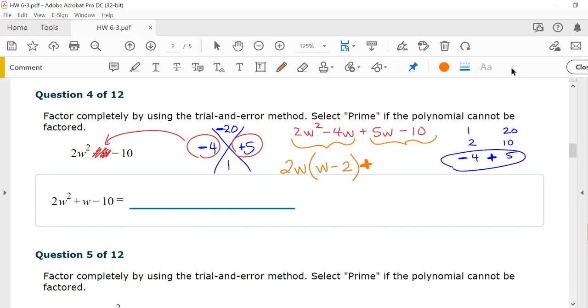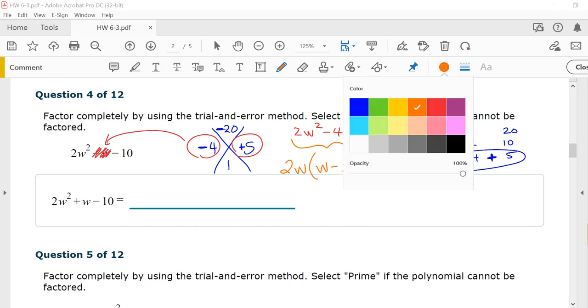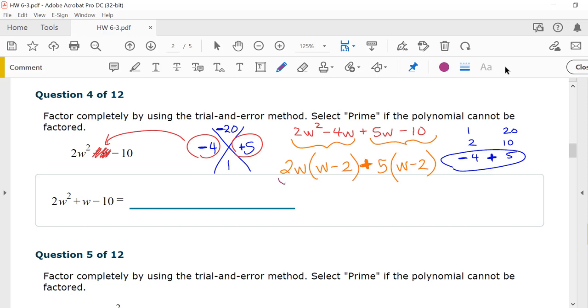what comes out of 5w minus 10? I can pull out a 5. When I pull out a 5, I'm left with w minus 2. Yay! I see in each term, this term and this term, I see a w minus 2. When I pull that out, what I'm left looking at is 2w plus 5.